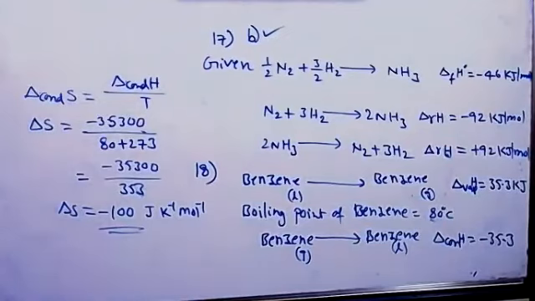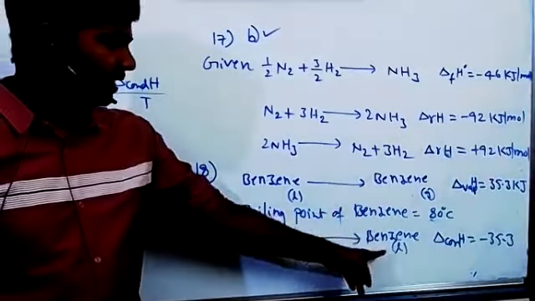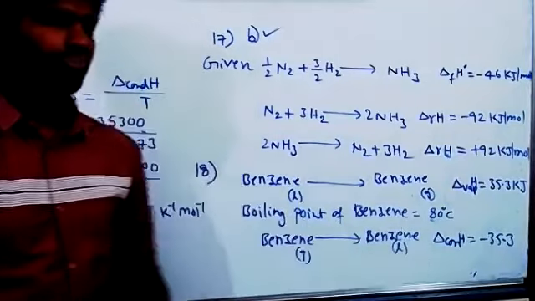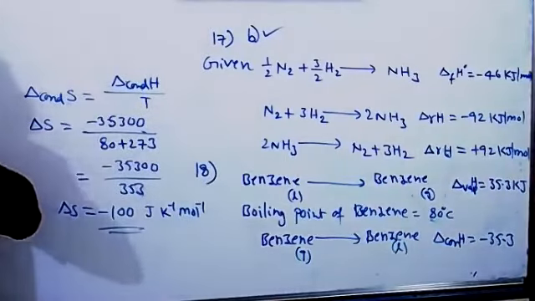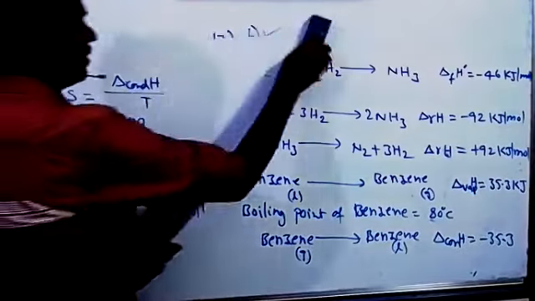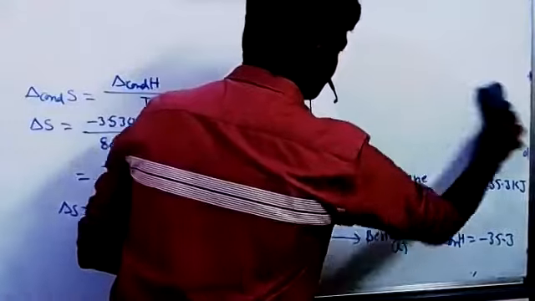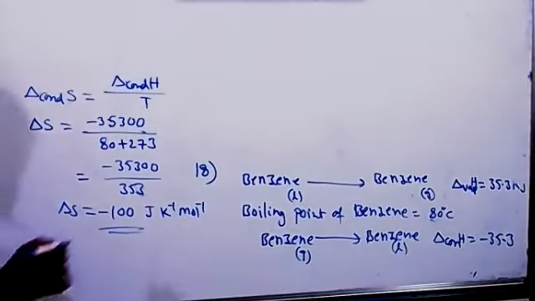So the process is simple but there is a small confusion. Here given enthalpy of vaporization, we have to take that as enthalpy of condensation. Reverse process we have to take because it is asking entropy change in the reverse process. B is the correct answer.